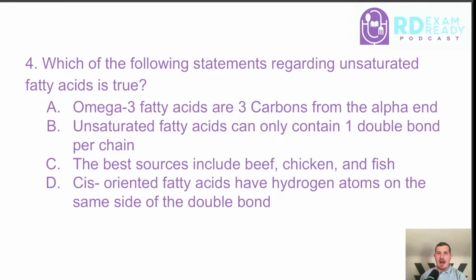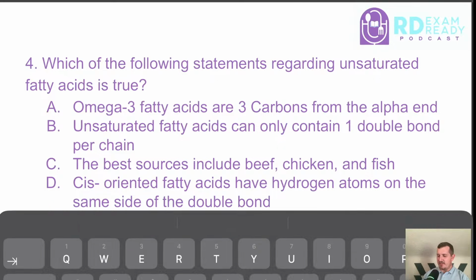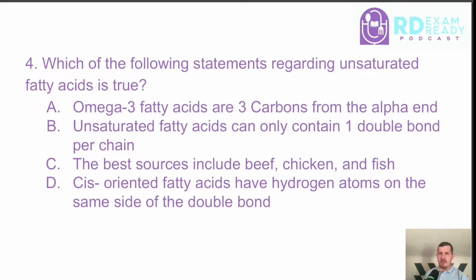Okay, I love these questions on fatty acids and just general principles of nutrition because it's thrown us way back to our classes we haven't done in a while, and it's nice and challenging. So for this, process of elimination is going to be so helpful for you here, folks, okay? For A, omega 3 fatty acids are 3 carbons from the alpha end. Okay, maybe. I'm going to hold on to that for just a second.